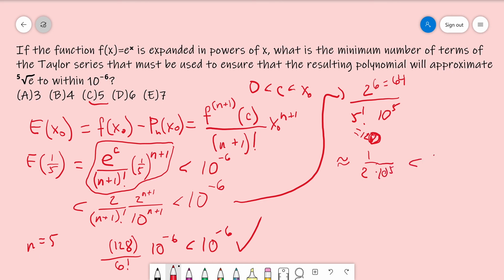So the question is, is that less than 10 to the negative 6th? Well, 1/2, that's the same thing as 5/10. So that'll be about 5 times 10 to the negative 6th. So no, that's not going to work. So it looks like 5 is the smallest integer that will satisfy this inequality. So the answer is C.